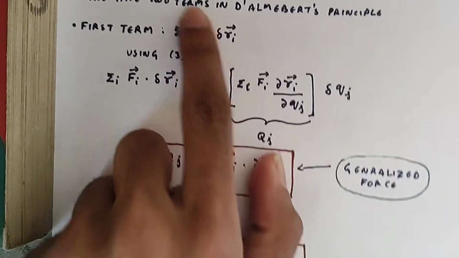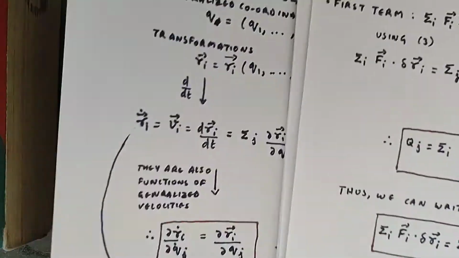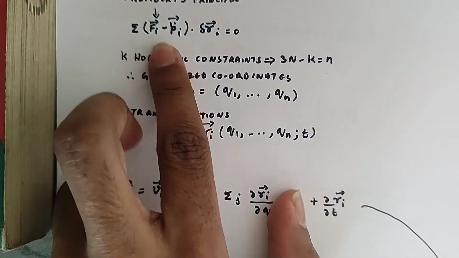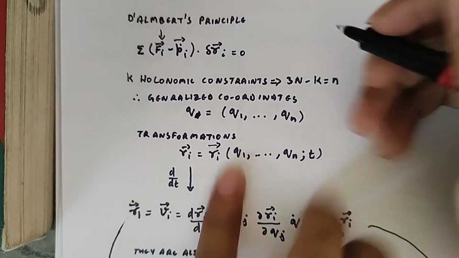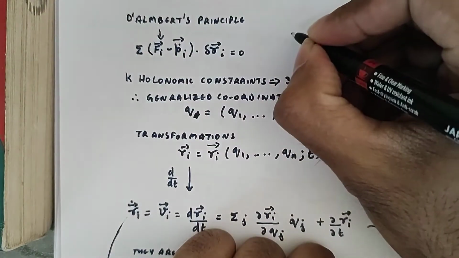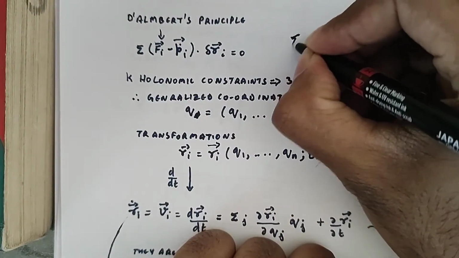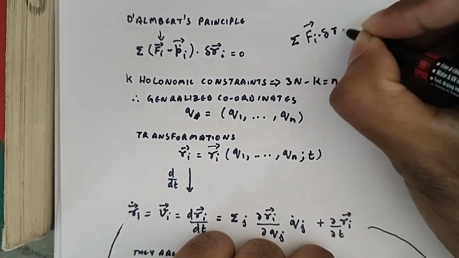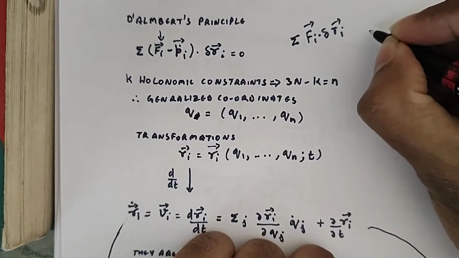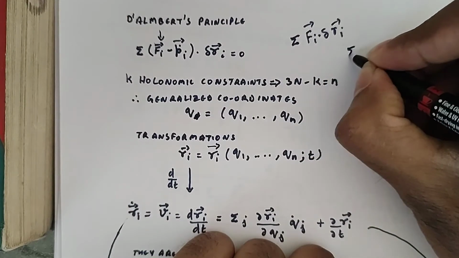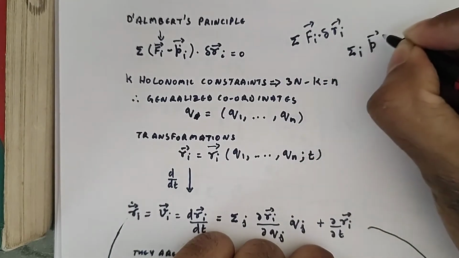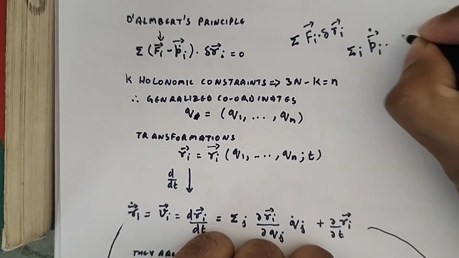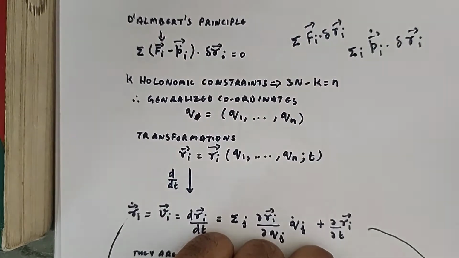Now there are two terms in D'Alembert's principle. One term, let me go back, is this. If you see, there are two terms. This is one term, and the second term is, regardless of the minus sign, the one that represents a force. This is my second term.